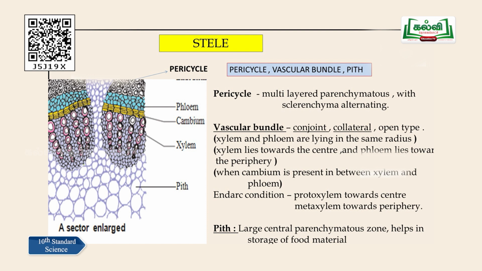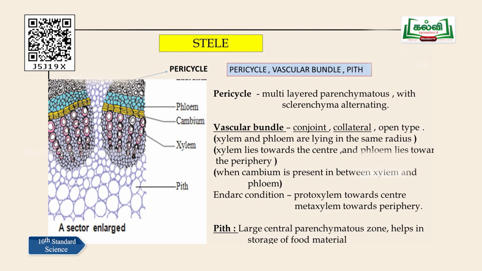What is the work of pericycle? The pericycle has alternate sclerenchyma and collenchyma cells along with parenchyma cells, and it helps in supporting the plant, giving mechanical support. It is followed by the vascular bundle. The vascular bundle has xylem and phloem tissue. The xylem always helps in conducting water and the phloem always helps in conducting the food material, the starch prepared by the plant, to all the parts of the plant body.